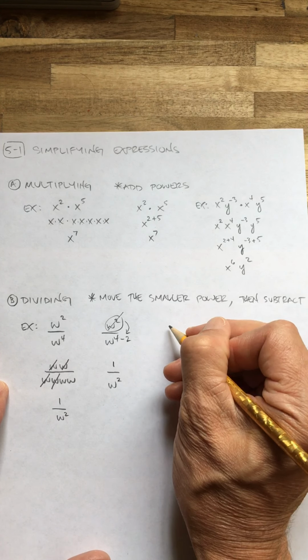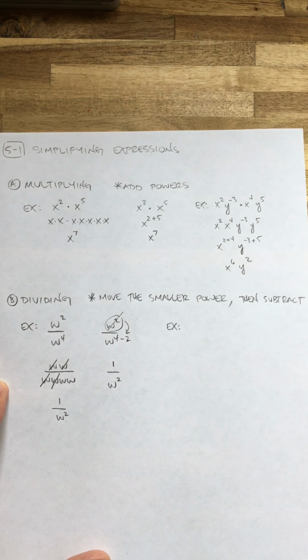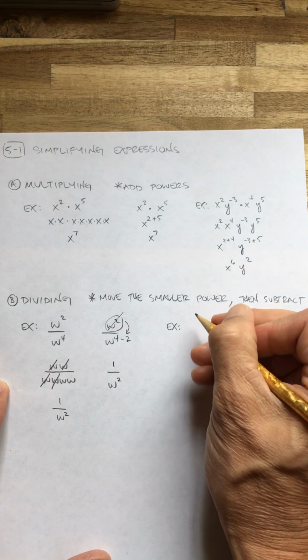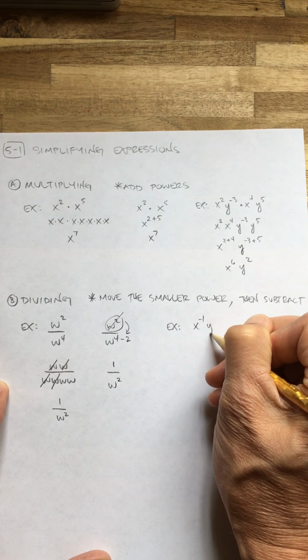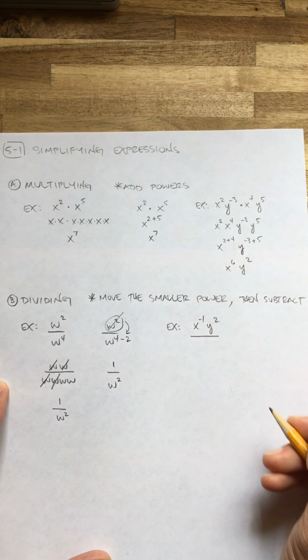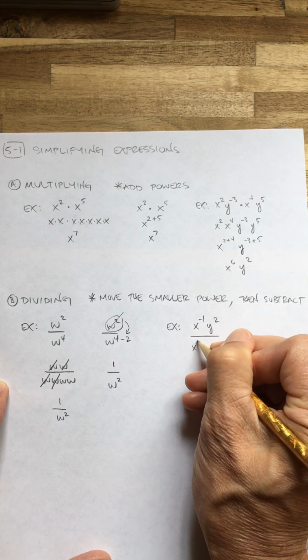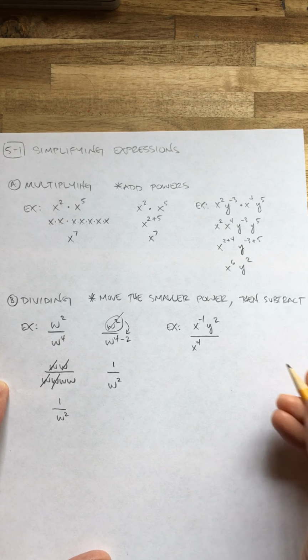Okay, let's do another one here. All right, how about this guy? x to the negative 1, y squared, over x to the fourth, y to the negative 3.